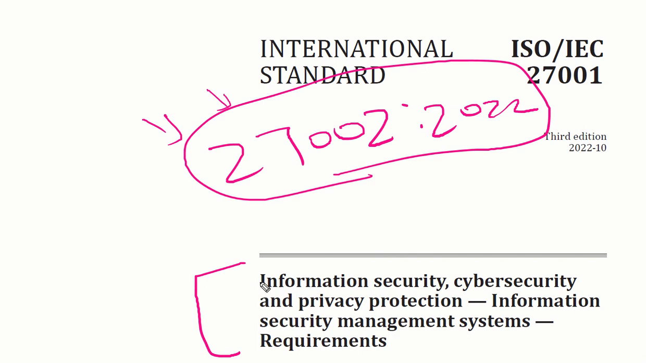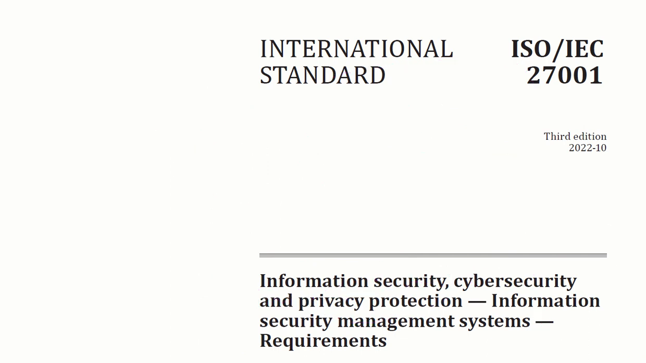So you can see here that information security, cybersecurity and privacy protection has been included in the 2022 version. The information security management system requirement is the same. Basically they are trying to cover information security, cybersecurity and privacy also. All these three would be covered as a part of the ISO 27001 standard.